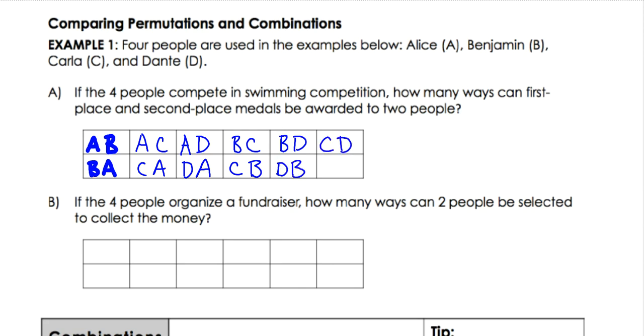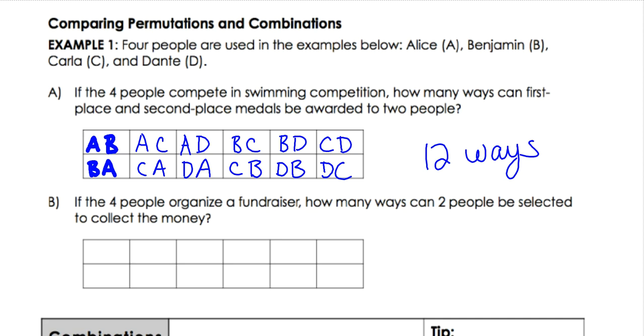And then the last one involves Carla and Dante. So those are all the possible ways. So when we look at it that way, when we're talking about a first place and a second place medal that's happening, there are 12 different ways that people could finish in those 2 spots. B is looking at it a little bit differently.